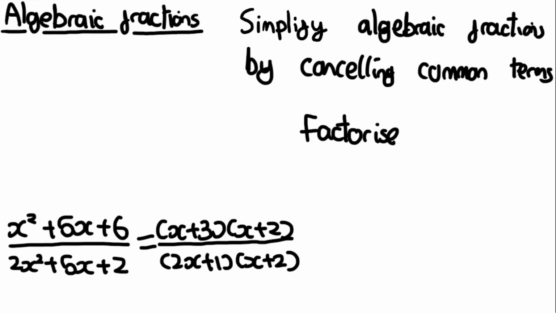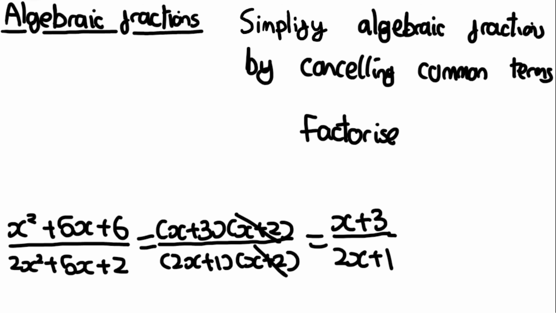So now we've factorised both the numerator and the denominator, and we can see that there is a common term in the numerator and the denominator, which is x plus 2. So we can cancel this, and therefore the algebraic fraction will now become x plus 3 over 2x plus 1. We don't have to write in brackets, and we can't simplify this anymore as there are no more common terms. There will still be a denominator in this example as we can't completely cancel out the entire denominator.